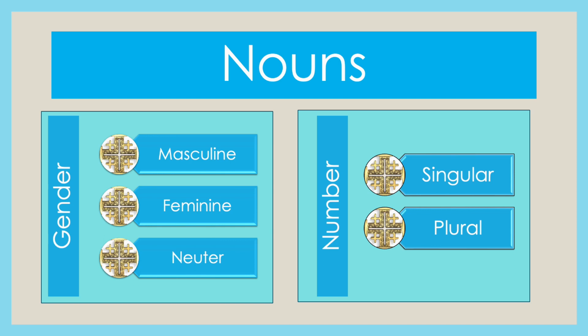Two other things we need to think about with nouns. Each noun will either be a masculine, a feminine, or a neuter, regardless of whether it's a person or animal with an actual gender or whether it's an object. It will either be masculine, or it will be feminine, or it will be neuter. And then these can come in singular or plural, as well as coming in things like nominative, vocative, dative, accusative, and genitive.